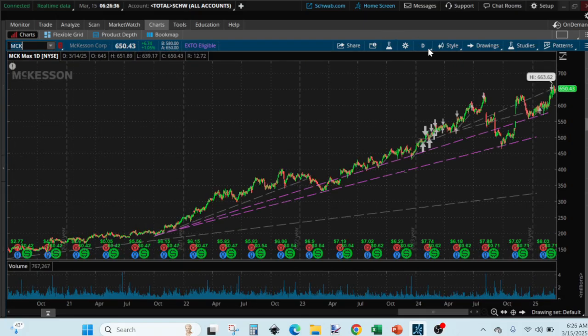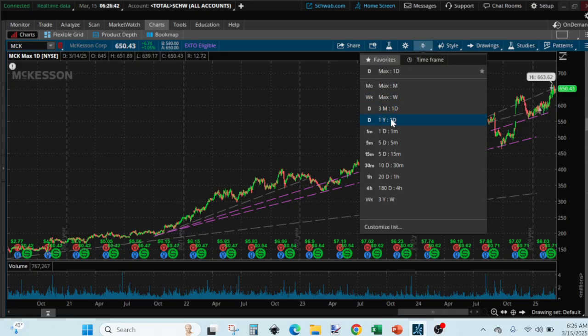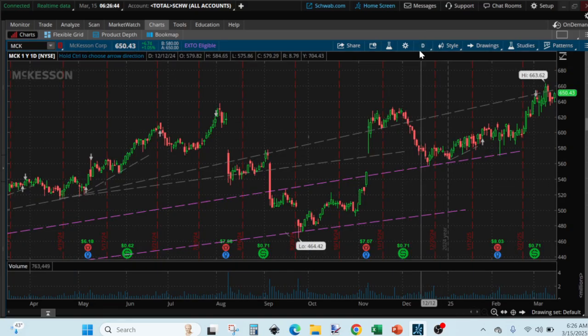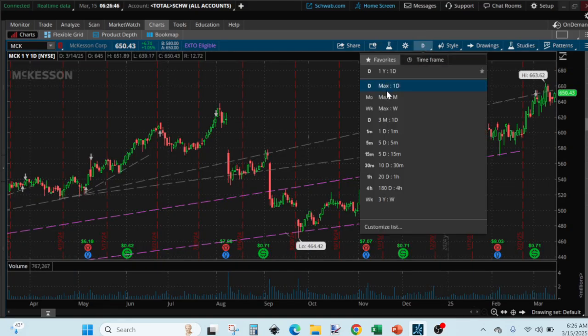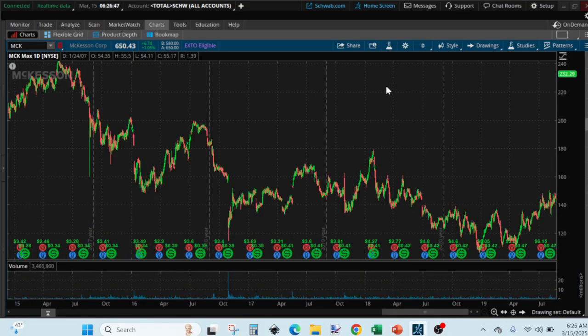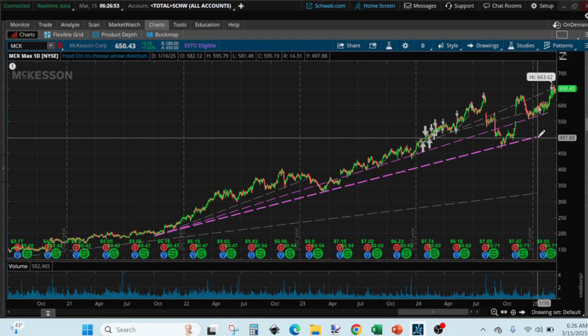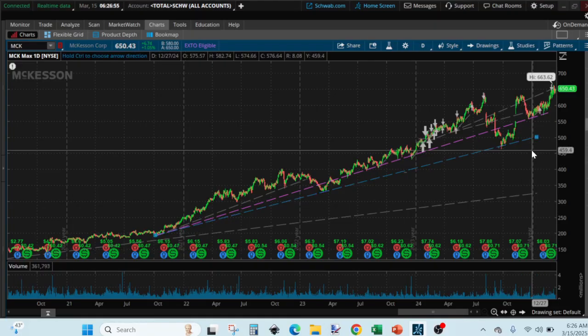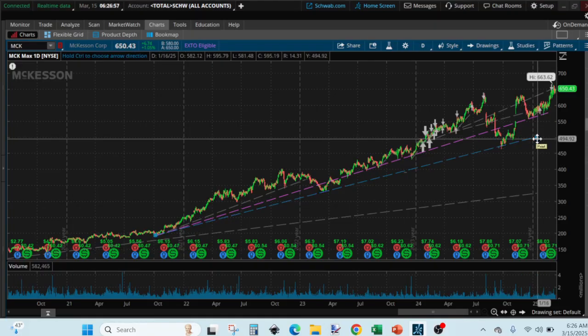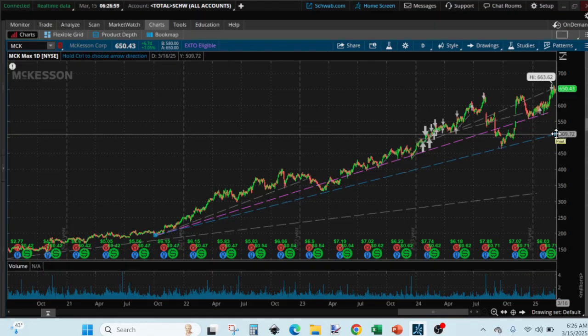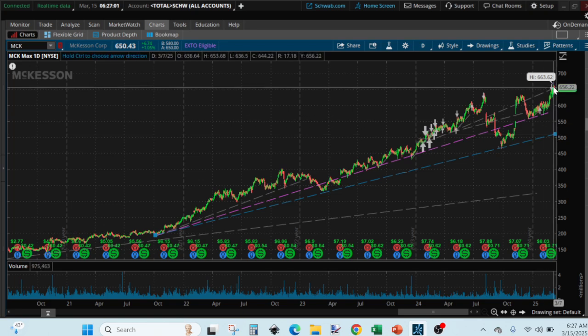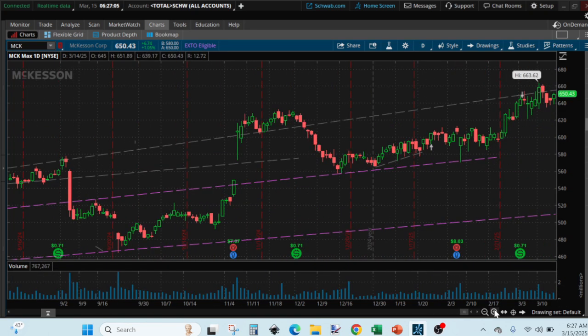You can use either maximum daily chart, which we have open, or 1 year daily chart. We are going to use maximum daily chart. MCK, we would like to buy at this line, but right now it's higher up. It's still making higher highs. And yesterday the price went up.